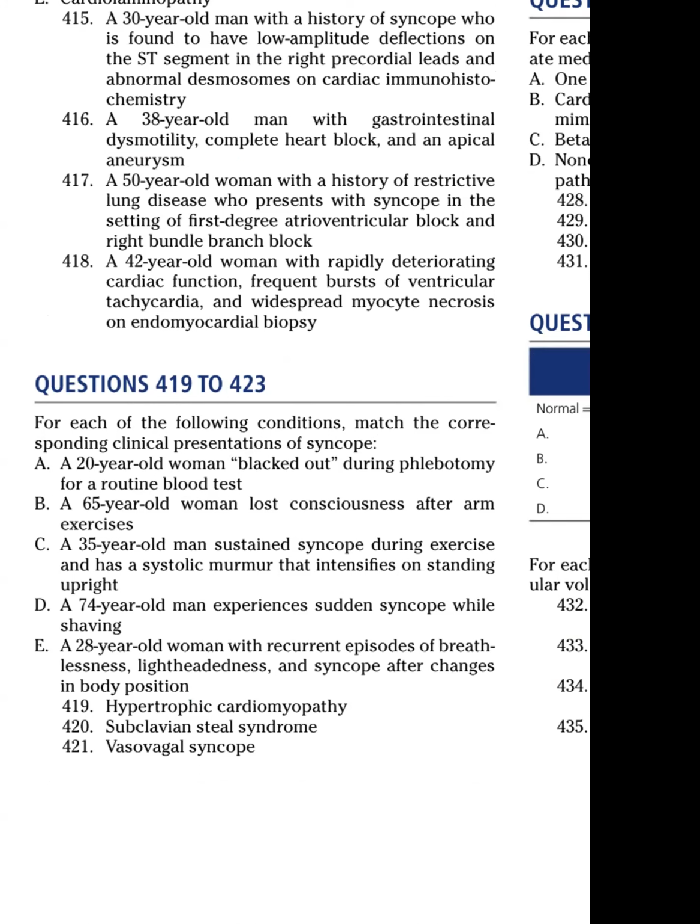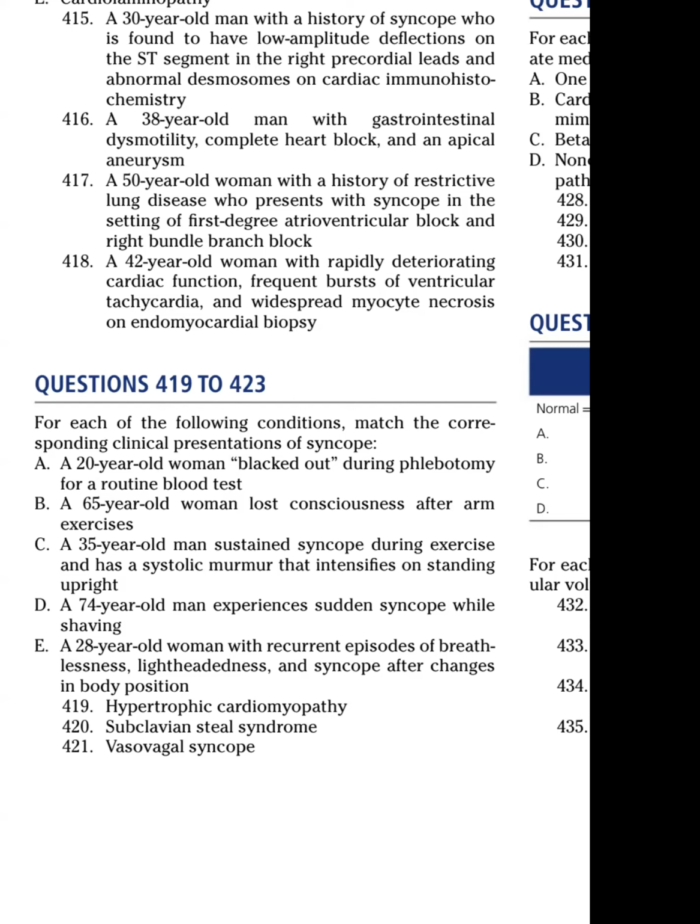Okay, so I'm to take 419 and 420, but since it's a block, we just have to take them together, 419 to 423. It says for each of the following conditions, match the corresponding clinical presentation of syncope. The first condition is a 20-year-old woman that blacked out during phlebotomy for a routine blood test.